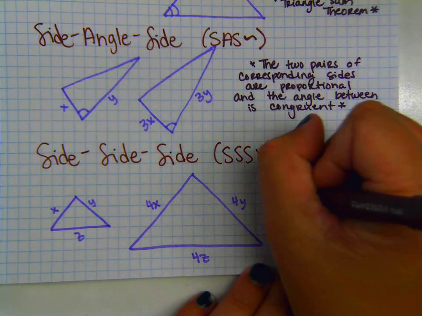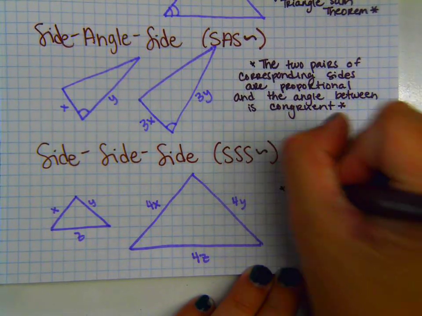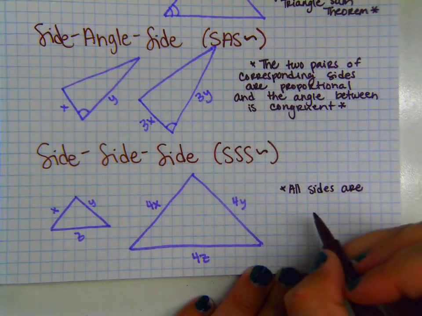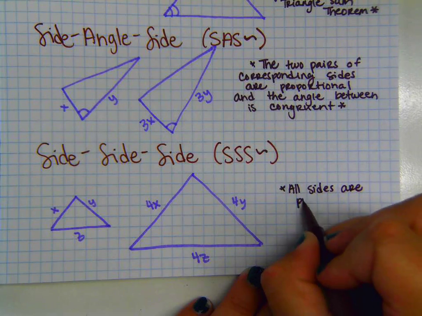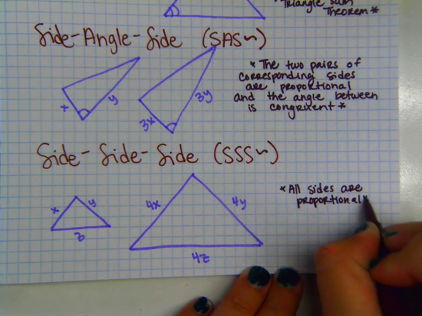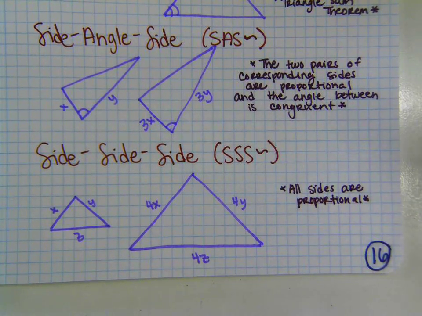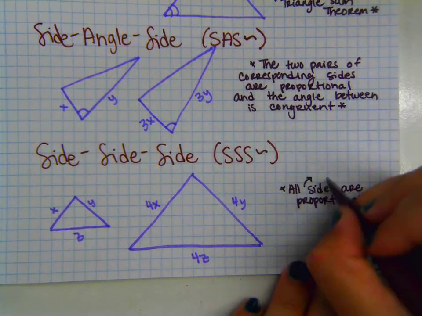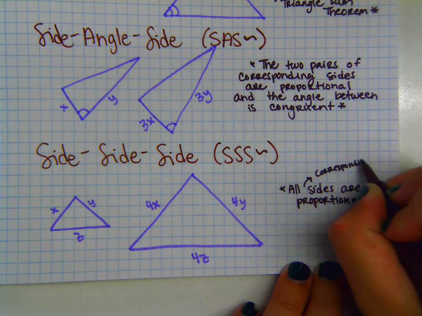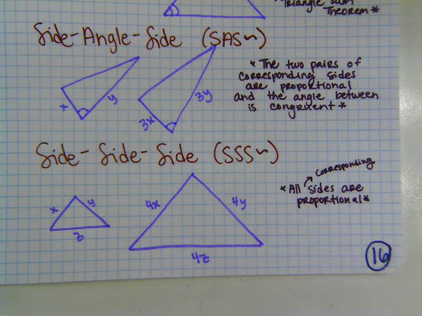And I'm just going to write all sides are proportional. And I should have written all corresponding sides, so I'm just going to go like this and write corresponding here. All corresponding sides are proportional.